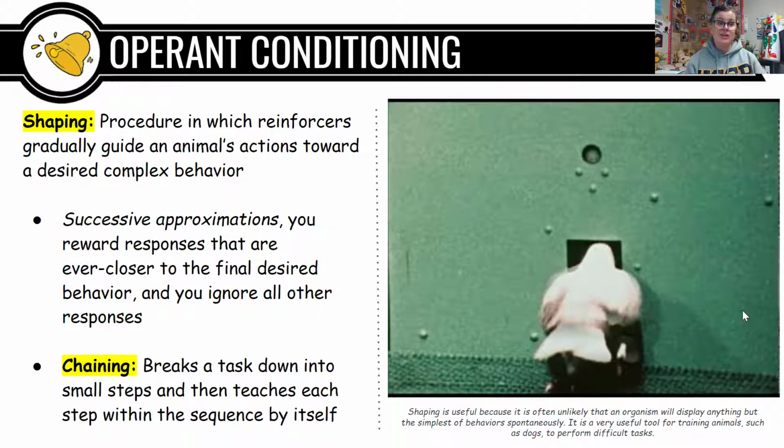Another term is chaining. Chaining breaks a task down into small steps, and you reinforce those small steps. Once you have mastered a certain step, maybe you don't get rewarded for that little step, because you have already learned that behavior and it doesn't require reinforcement like it did before. There we are. Now you have a taste of what operant conditioning is all about. Now we have to come to class so we can practice.